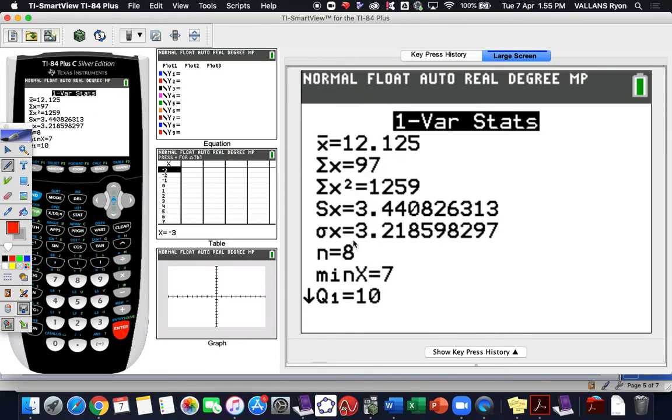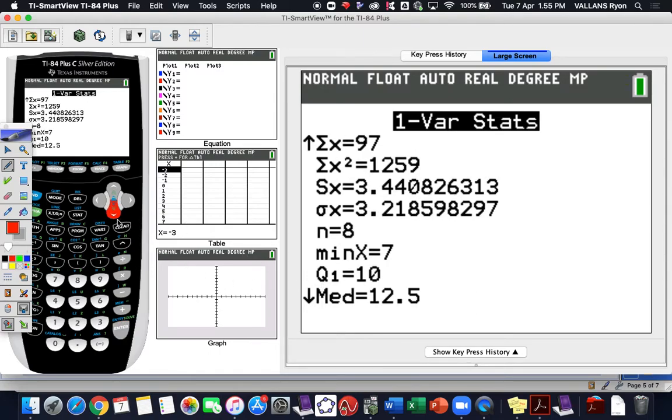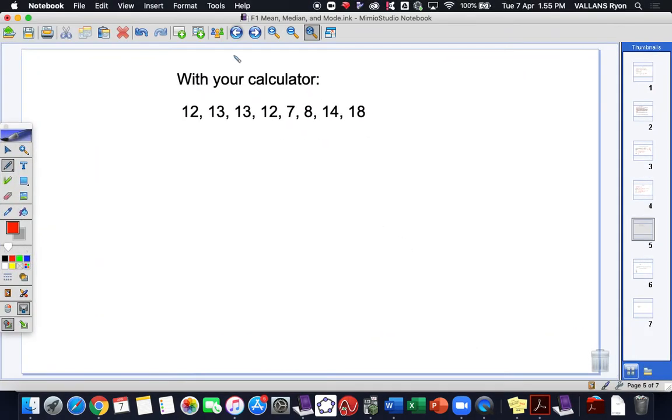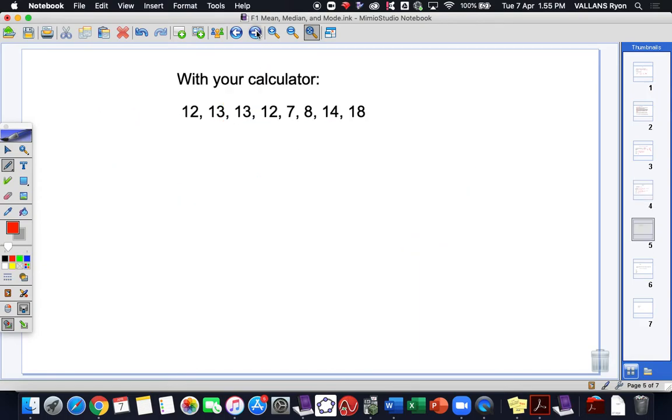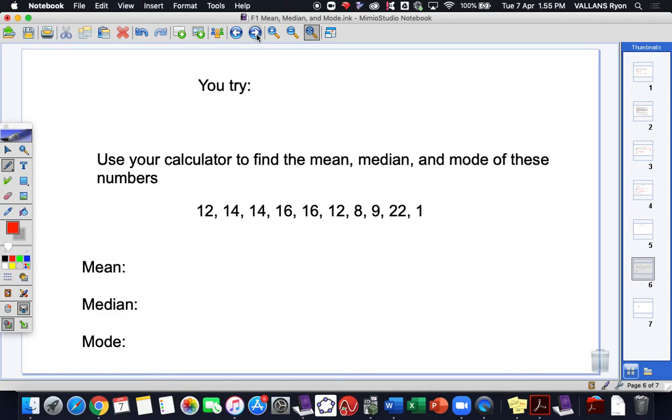We'll get to this other information later or in the coming years. If I scroll down, I push down on this one, you see median, 12.5. Well, that's what we got here, 12.125, 12.5. Mode, you still just have to look. You have to see what number happens the most times. No calculator button to do that. Okay? So, pause now and see if you can try this one with your calculator.